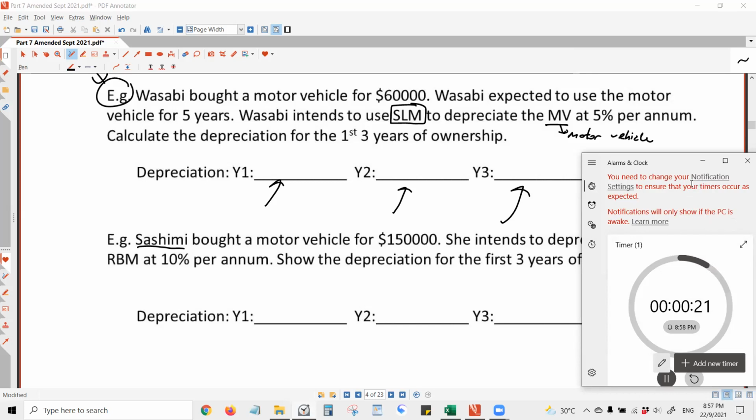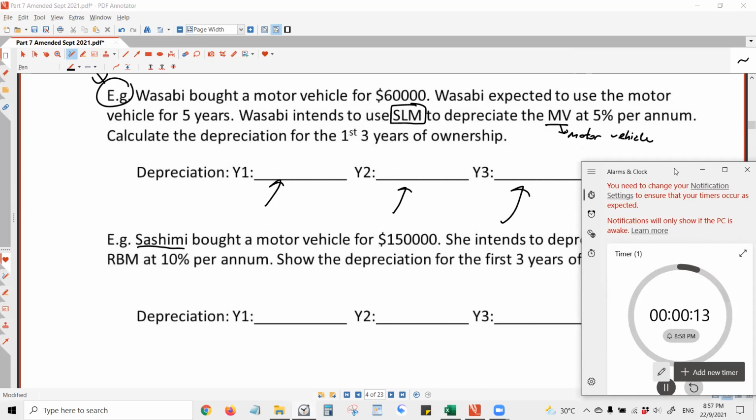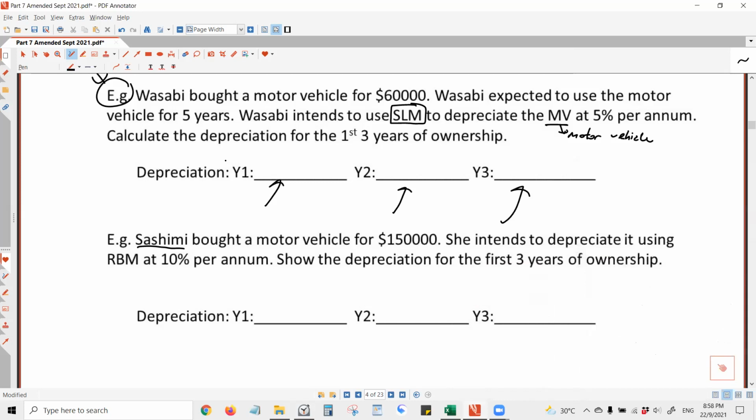Okay, 4 of you tried. At least you tried. Good. Okay, I think we can stop the timer now. Okay, good. Most of you got the same answer for this one. Very good.